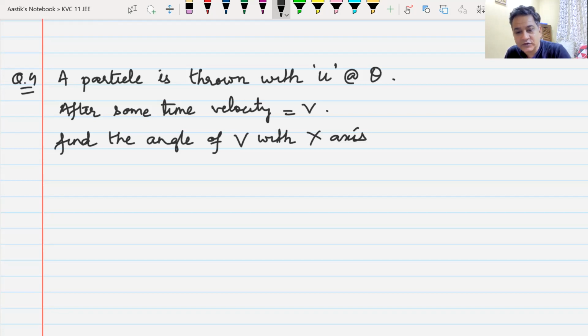9:29 is already on the clock. You only have 1 minute. I'll give this as homework probably, if you can't do it in 1 minute.